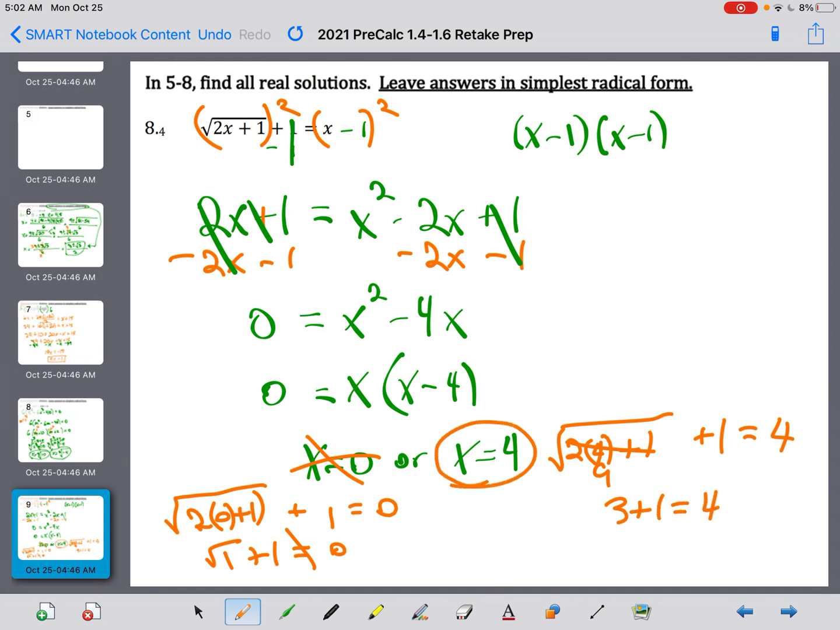So here's my answer. So this is page 1 of the Retake Prep in preparing for your retake. Adios.